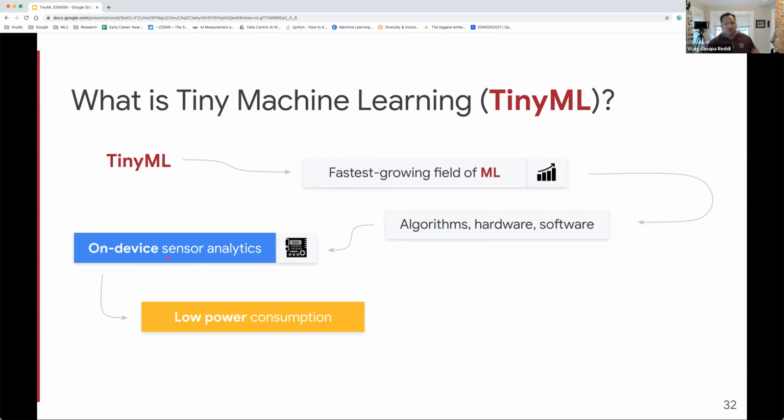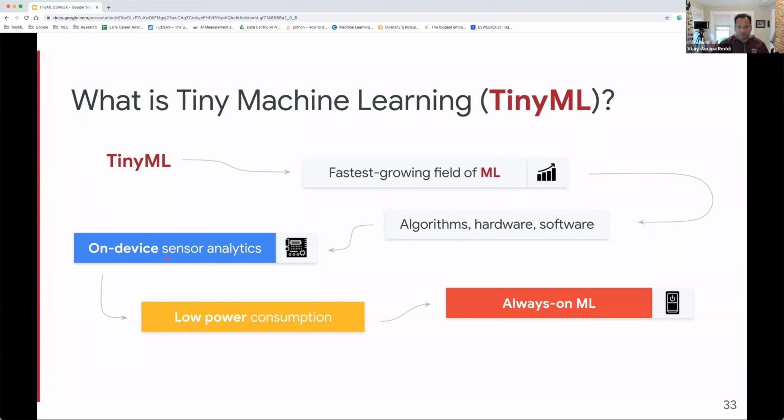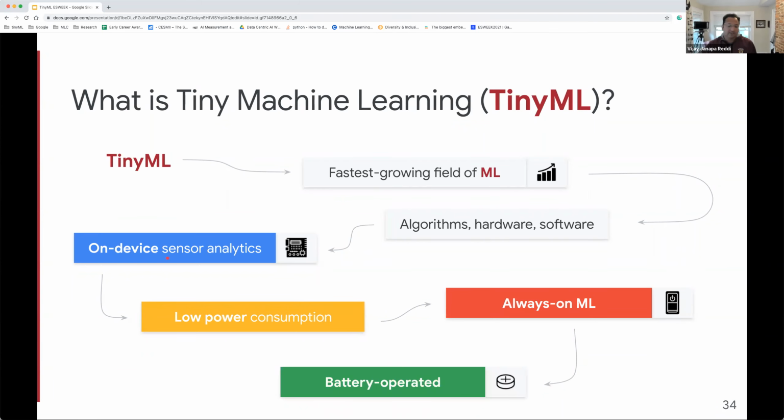Now, the key challenge for us is really going to be how we unlock low power consumption. But once we're convinced of the use case, it always happens. We'll engineer systems to meet the requirements. And hopefully, once we do that, we'll enable always-on machine learning, and these devices will be able to run on battery power. Forget the whole notion of having something tethered to the wall.